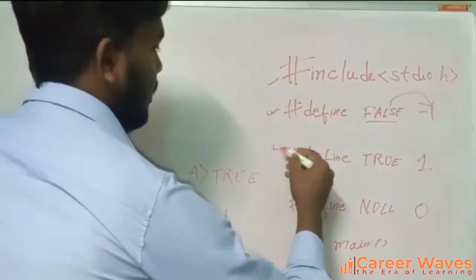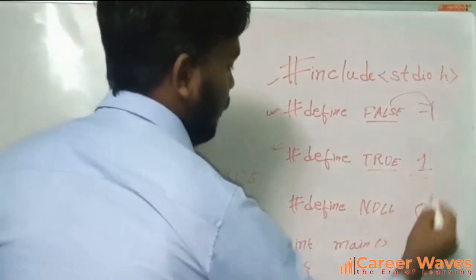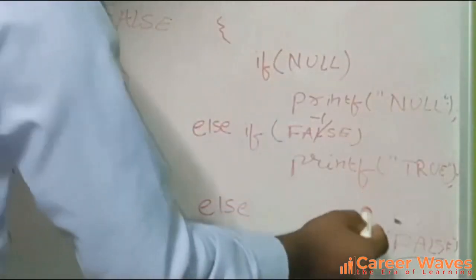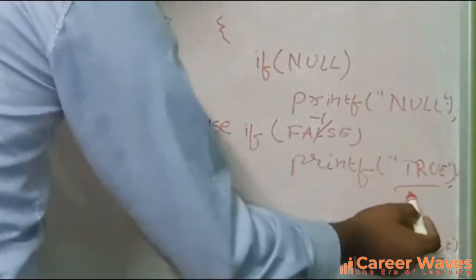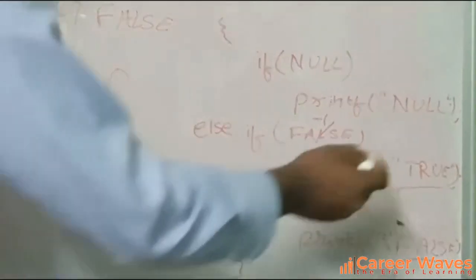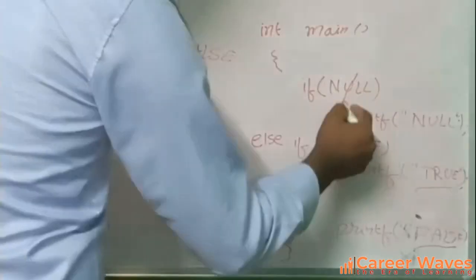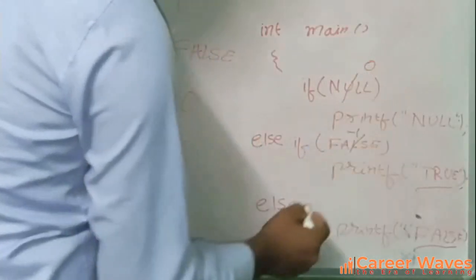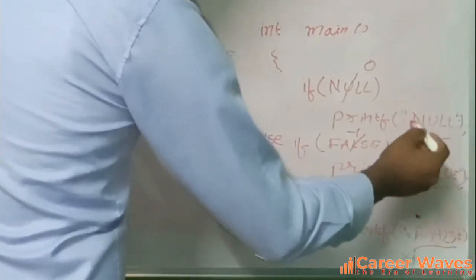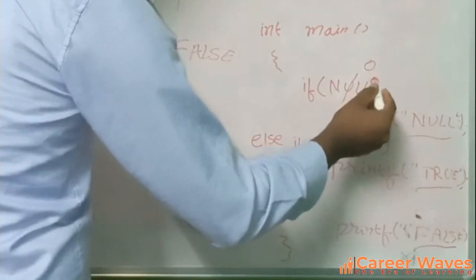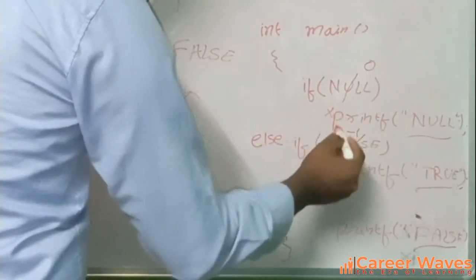Now coming to that line again, this true will be resolved with 1, but true is not written anywhere, so this true is here, but it is within the double quotes, so it will remain as it is. Now for null, this null will resolve with 0, and this null cannot be resolved because it is within the double quotes. Now if 0 means false, so this line will not be executed.